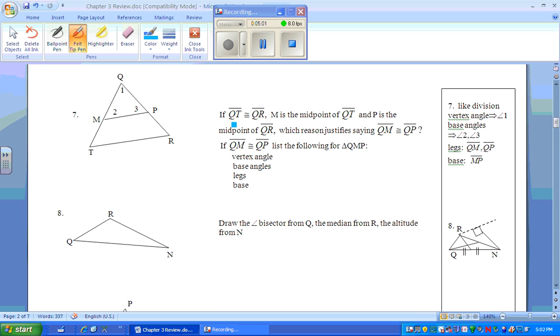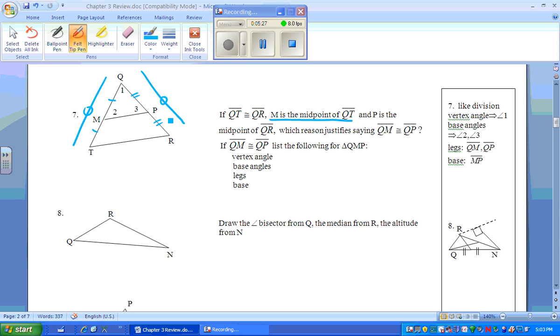Question 7. QT is congruent to QR. So this big piece is congruent to here. Then we have M is the midpoint, so midpoint is here and here. P is the midpoint here. Now think about it. I gave you a hint to yourself that when you see two midpoint pieces, you should think of two ideas. What are those two ideas? Like multiples and like divisions.